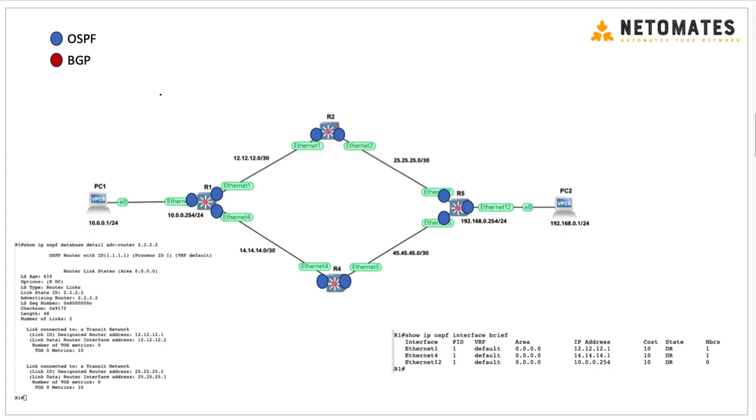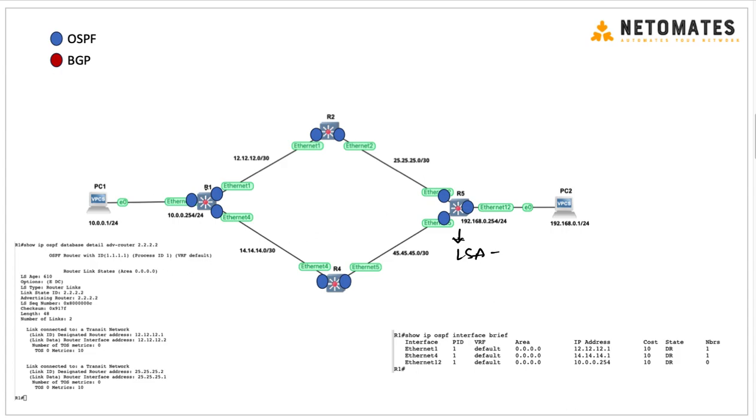When R5 is running OSPF, it will send an LSA with the information of the 192 network. That LSA will be flooded all over the area, since all the routers in this topology are in the same area, so this link state advertisement will reach R1. Now R1 knows that the 192.168 network is on R5. Then it will check the path to R5. Currently it has two paths: R1 to R2 to R5, and R1 to R4 to R5.